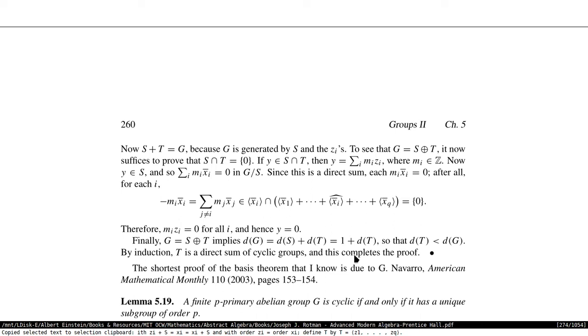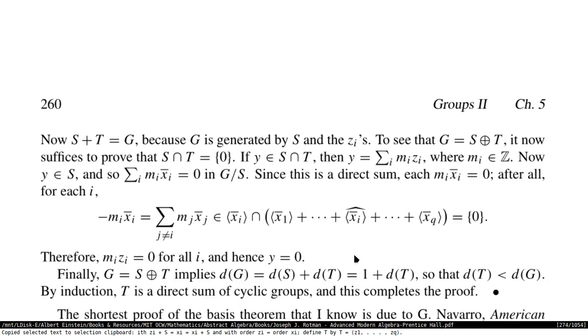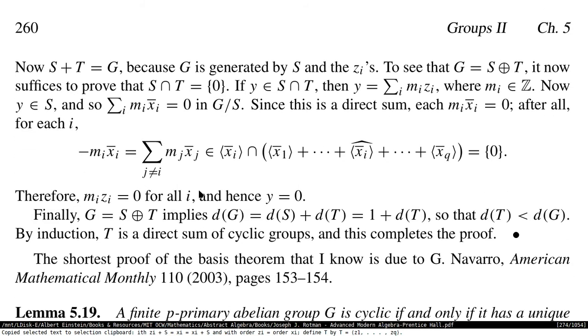Yeah, in G mod S. So then, since this is a direct sum, each mi xi bar, the cosets, is equal to 0. So for each i, this weird looking sum is trying to say that when you add all the mi times the cosets with the mj times the cosets, a linear combination of those, you're going to get 0.